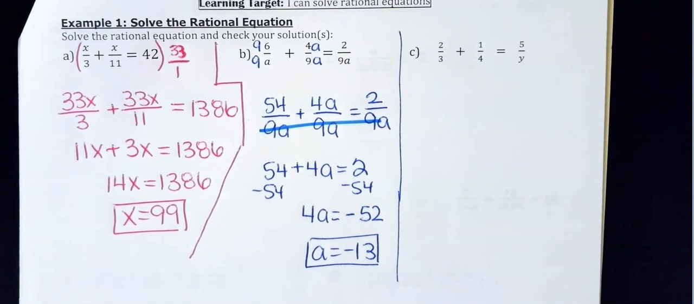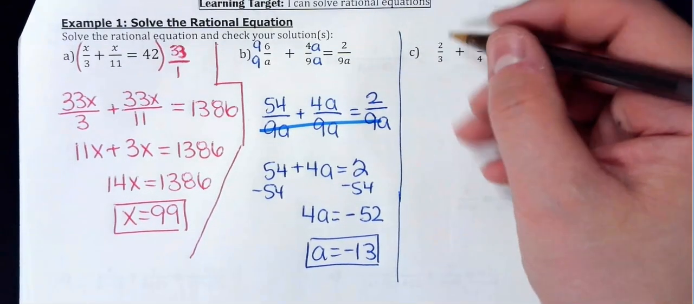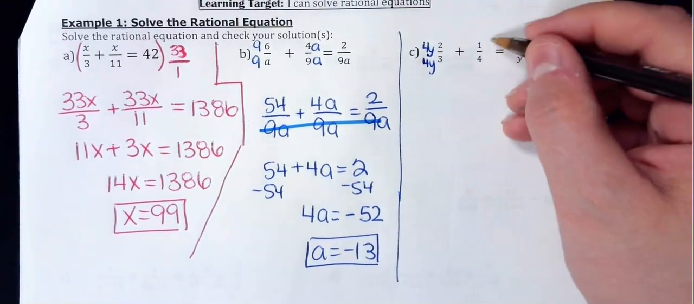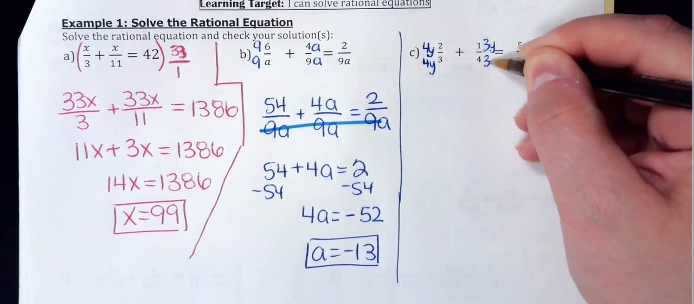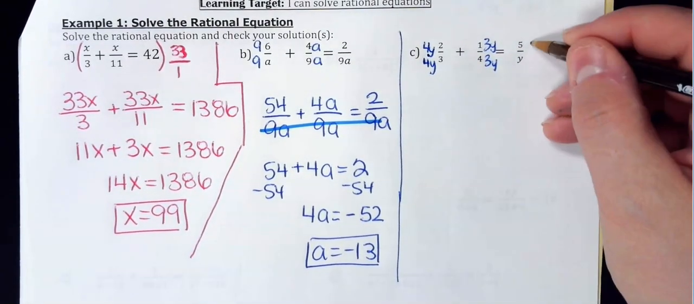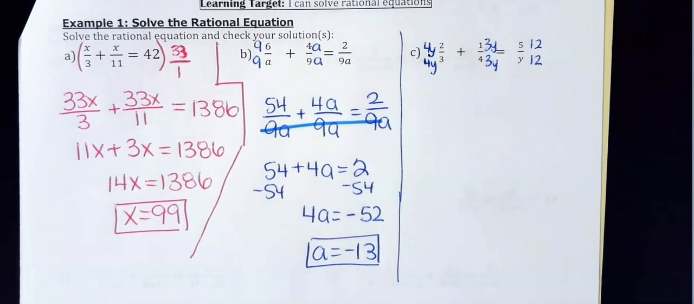Okay. My third problem here, I've got 2/3, 1/4 added together equals 5 over y. Can you guys think of a common denominator between all three of those fractions? 12y. Okay, whatever you need, you're just going to put it in. All right, so this guy, I would need a 4 and a y, top and bottom. The second fraction, I'd need a 3 and a y, top and bottom. We're trying to make the denominator 12y. And then this one, we would just need a 12, top and bottom.